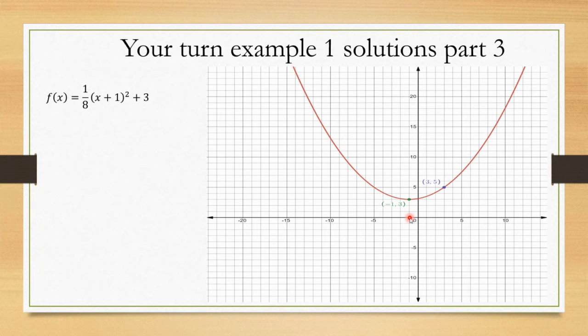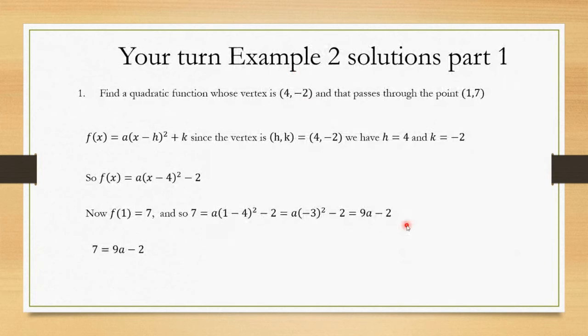Let's do the next one then. So here we want the vertex to be (4, -2), and it passes through the point (1, 7). So again, we want a quadratic function whose vertex is (4, -2) and passes through the point (1, 7).